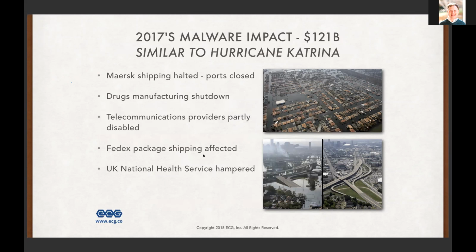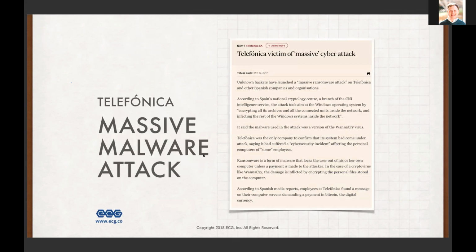Again, FedEx was hit, and the National Health Service was hit. Between FedEx and NHS, there were a lot of vulnerable systems that had not been updated. And so this really did have some big effects.